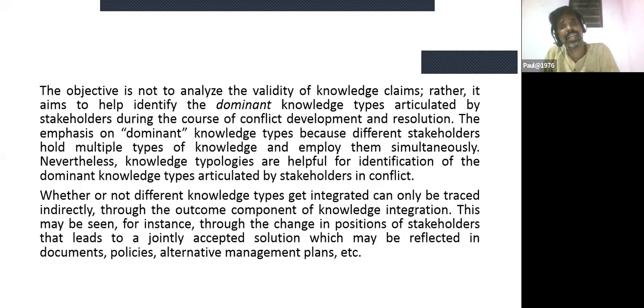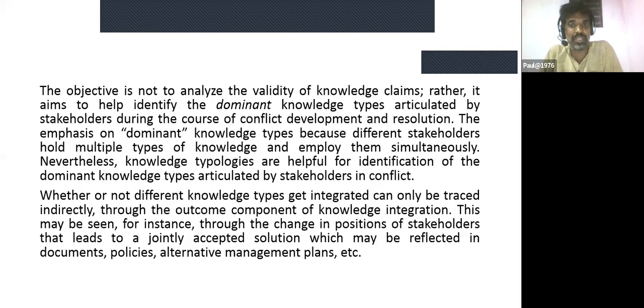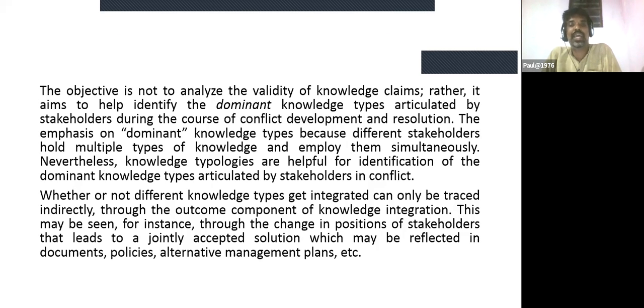So the objective is not to analyze the validity of the knowledge claims. Rather, it aims to help identify the dominant knowledge types articulated by stakeholders during the course of conflict development and resolution. The emphasis is on dominant knowledge types because different stakeholders hold multiple types of knowledge and employ them simultaneously. Nevertheless, knowledge typologies are helpful for identification of the dominant knowledge types articulated by stakeholders in conflict.